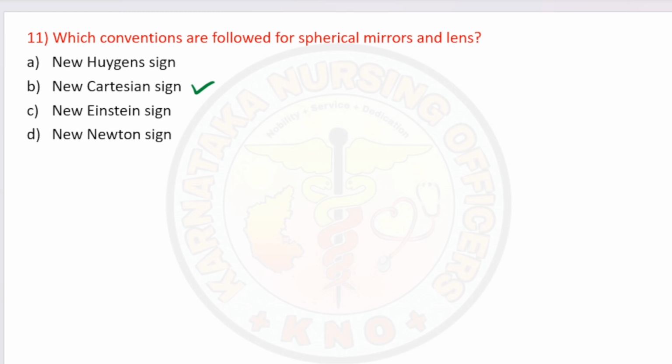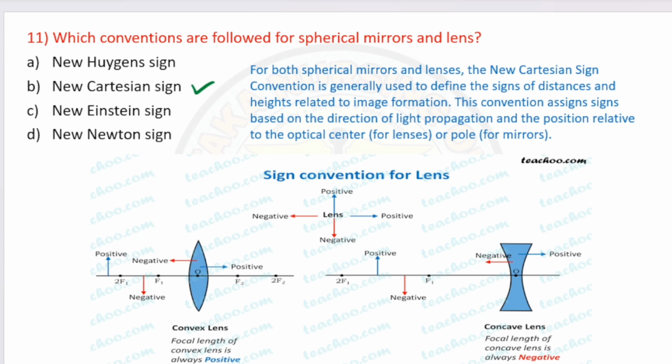So here, the position or height of the image produced by the object using lenses or mirrors are measured by using Cartesian sign coordinates. See here, for both spherical mirrors and lenses, either convex or concave, the new Cartesian sign convention is generally used to define the signs of distances and heights related to the image formation by the object.